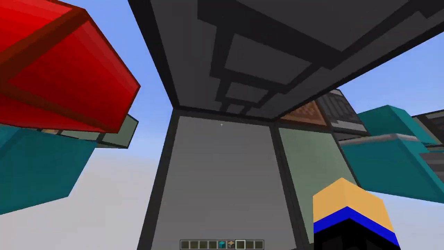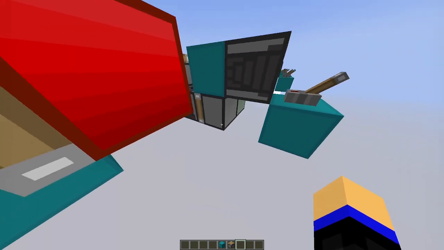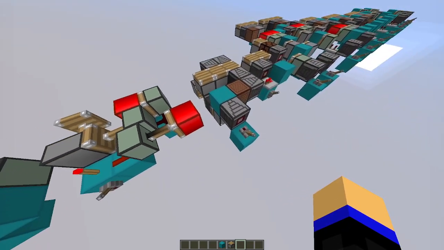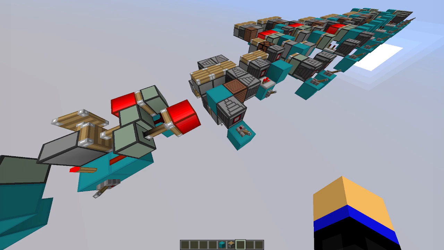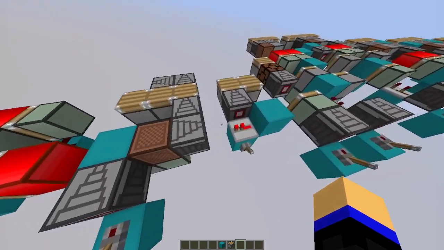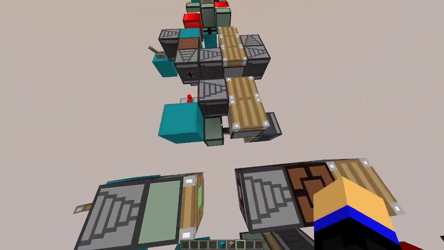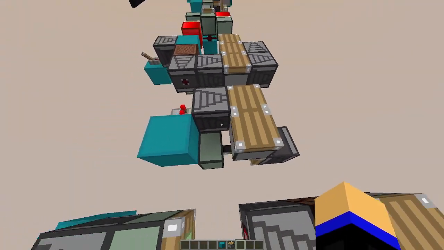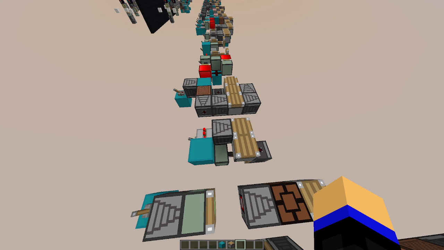But the normal piston can be pulsed with any pulse length. It doesn't even matter. So yeah, you can just test it yourselves. And quite similarly, on the retraction of an observer, what will happen then? Well, the observer, again, powers after 2 ticks or 4 game ticks from the retraction instant.